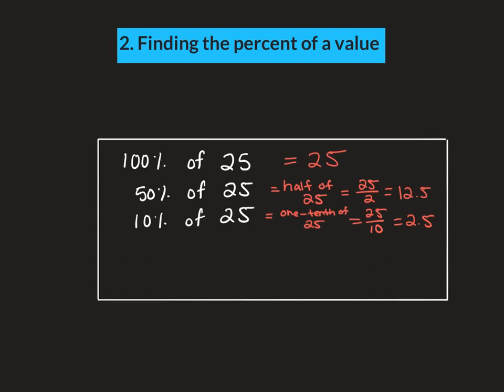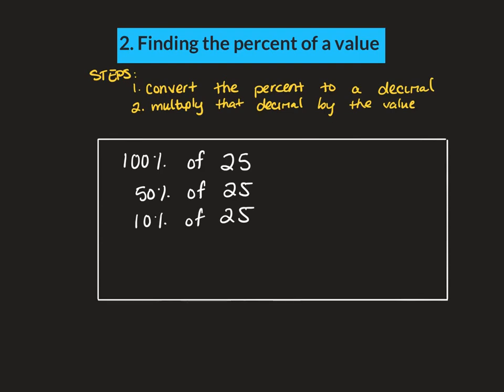But there's another way we can think about this, and it'll be more useful when we're using percentages that aren't even like these, such as when we want to know 7% of something or 17.5% of something. Our alternative has two steps. The first step is to convert the percent to a decimal. The second step is to multiply that decimal by the value or the number.